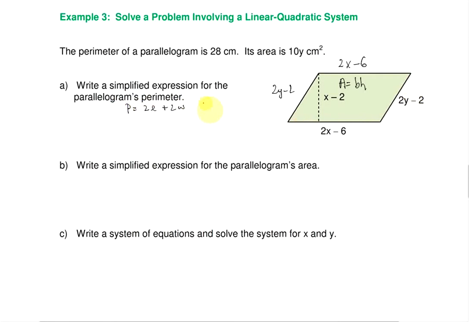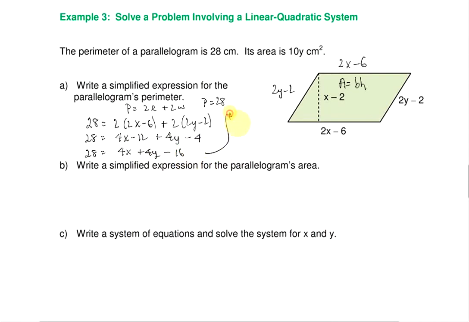We already know that our perimeter is 28, so let's plug that into our formula. 28 is equal to twice our length, and our length is 2x minus 6, and twice our width, which is 2y minus 2. So that means 28 is equal to 4x minus 12 plus 4y minus 4, and you will get 4x plus 4y, and negative 12 minus 4 is negative 16.